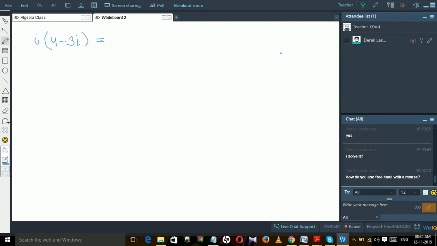How do you use freehand with a mouse? I have a graphic tablet, so I'm using a graphic tablet. It is very convenient, much better than a mouse. Okay, it is difficult for you. I understand. So you can create a text box. You click on the text box, you select the text box and you click. Okay, yes, good.